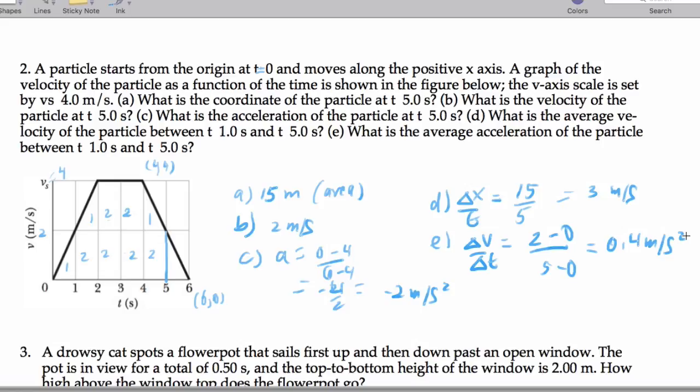All right, so that's it for the additional problem, question number 2, and I hope that's helpful.